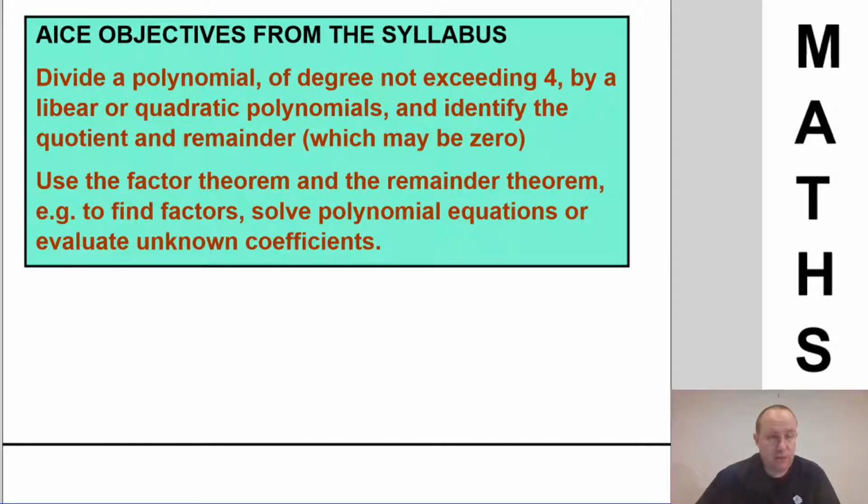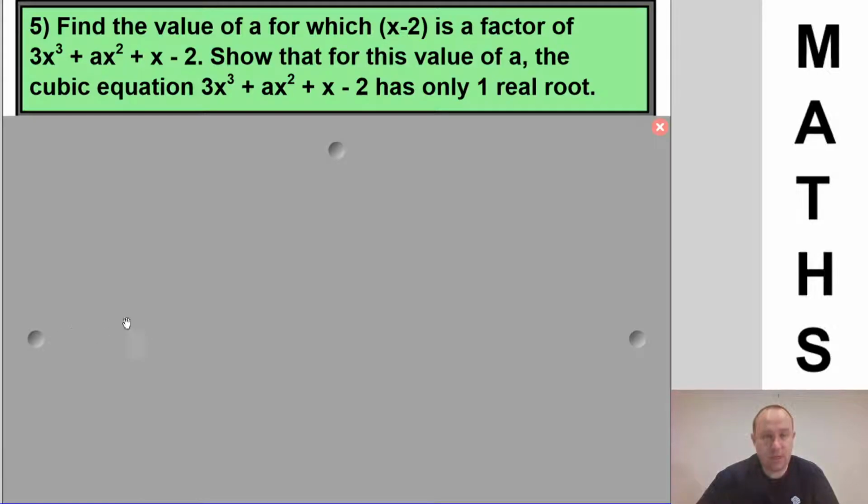We're going to skip straight through the warm-up and the homework, and we're going to get straight to the key question for today. So find the value of a for which x minus 2 is a factor of that equation there, and show that for this value of a, the cubic equation has only one real root. So it kind of looks like a question we're familiar with. Certainly the part at the start looks like one we did the last lesson. The part at the end looks a little bit different. And that's normally the thing with the AICE. There'll be a part that you recognise and a second part that's probably unrelated to this unit specifically.